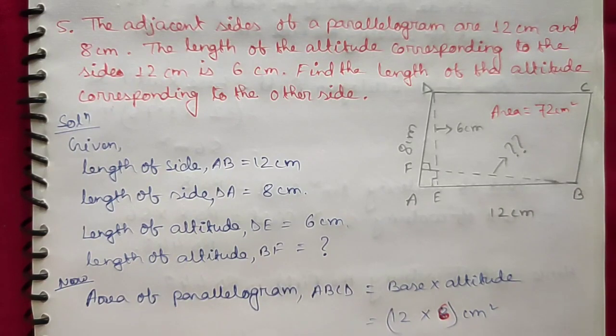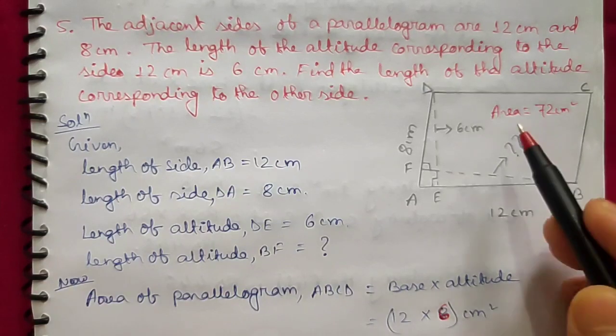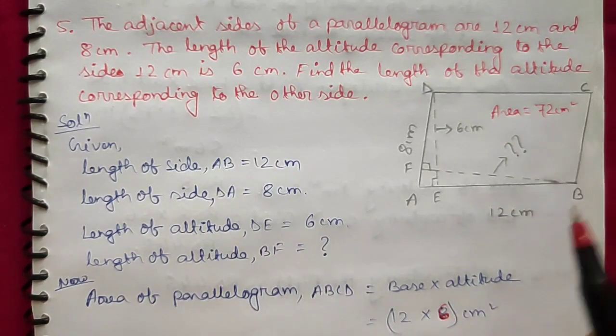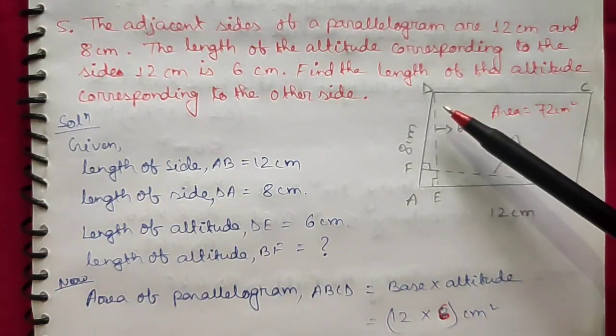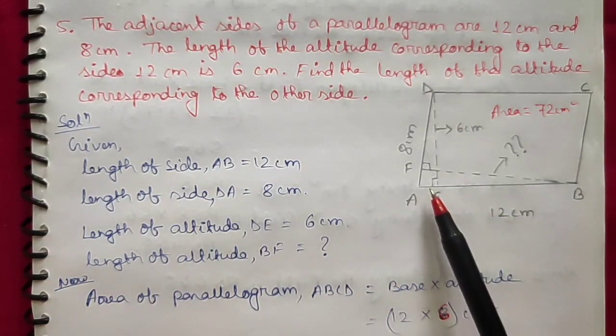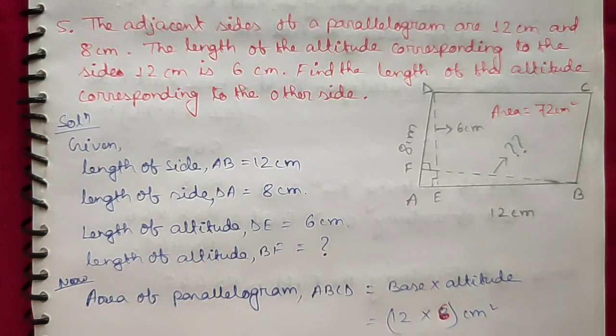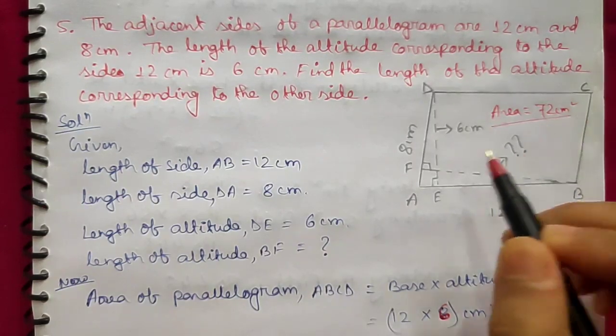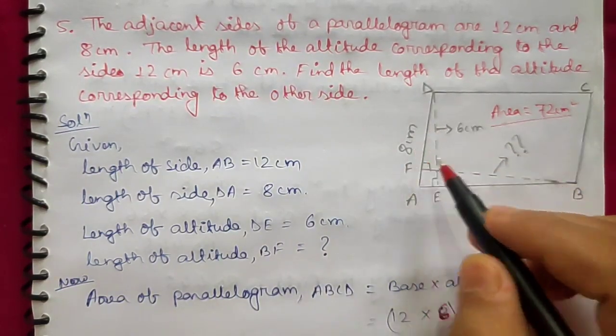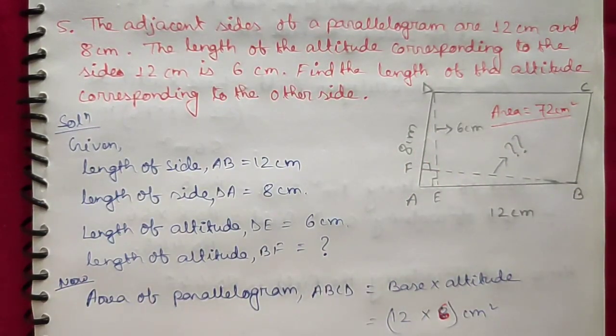Suppose you now start thinking that we have a parallelogram whose area is 72 centimeter square and its base is 8 centimeter. And what do we have to find? We have to find its altitude, like question number 2. Okay, clear? Forget that there is one part of altitude and another base. Just think, we have area 72 centimeter square, one base 8 centimeter, and we have to find its altitude.